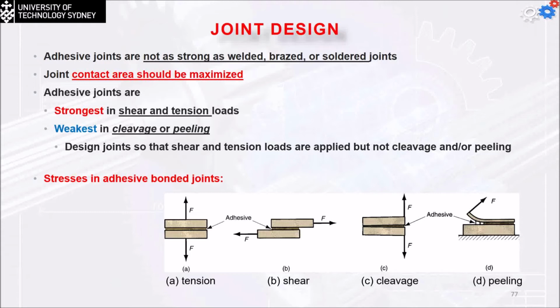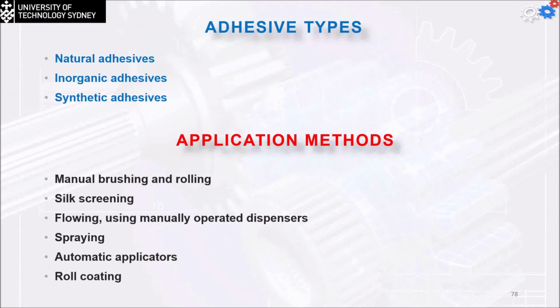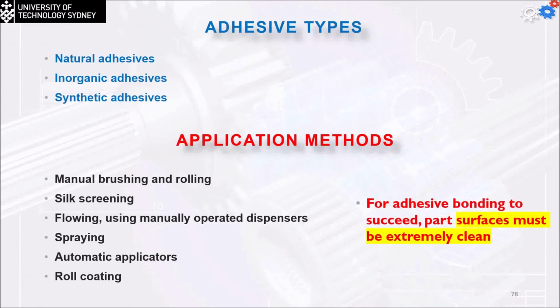The adhesive type can be a natural adhesive, an inorganic adhesive, or a synthetic adhesive. For the application method, we can apply the adhesive by manual brushing and rolling, by silk screening, by flowing using manually operated dispensers, by spraying, by automatic applicators, and by roll coating. For adhesive bonding to succeed, the part surface must be extremely clean before you add the adhesive to the surface.